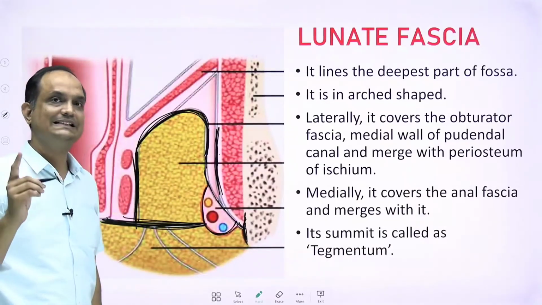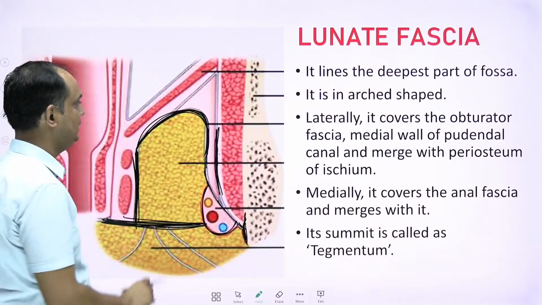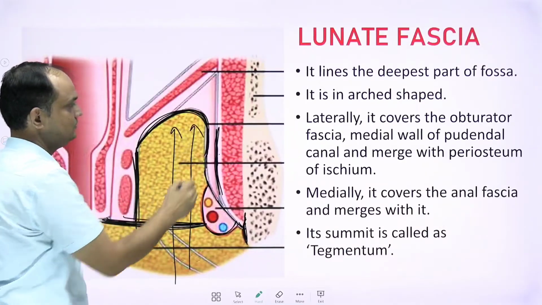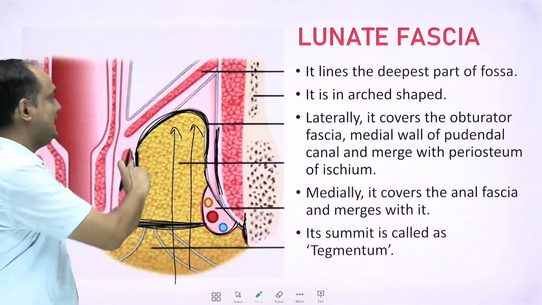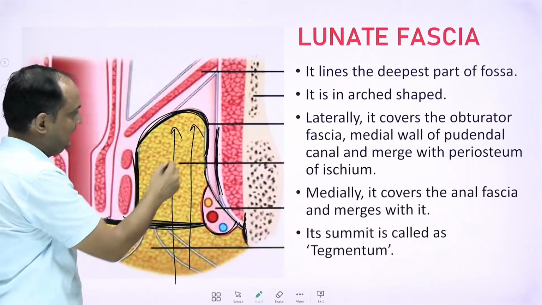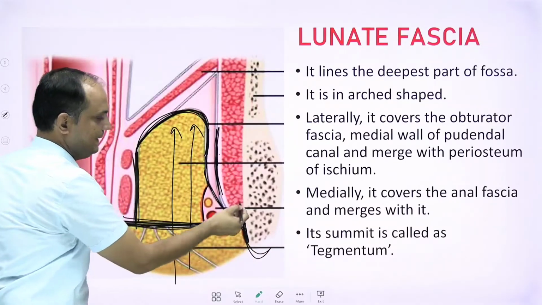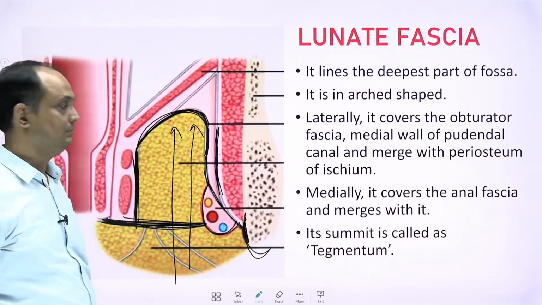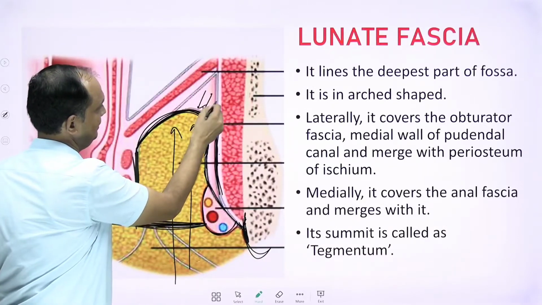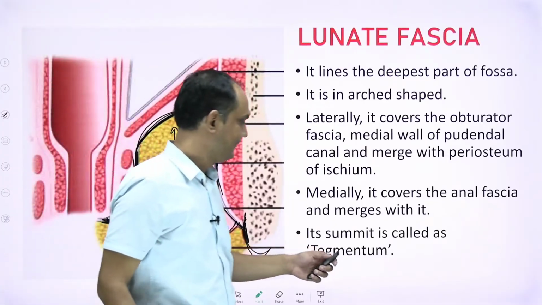So the lunate fascia concept is not there in every book, but if you are using the word lunate fascia, you have to keep in mind that it is the deepest fascia of the ischioanal fossa, and it is an arch-shaped fascia which medially merges with the anal fascia, and laterally merges with the obturator fascia and ultimately with the periosteum on the inner side of the ischial tuberosity. Now the summit or tip of this lunate fascia is known as the tegmentum.